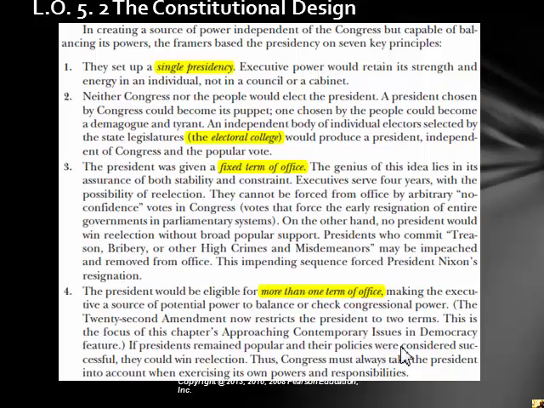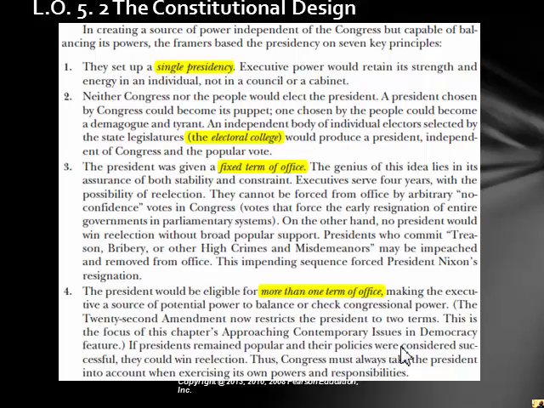The Electoral College was really important. Initially, neither the Congress nor the people would elect a president. A president would be chosen by an independent body of legislatures selected by the state, who would then produce a president. This independent body was called the Electoral College. In today's day and age, that no longer happens. Electoral College votes are provided to states based on population. So some states have many more Electoral College votes than other states.